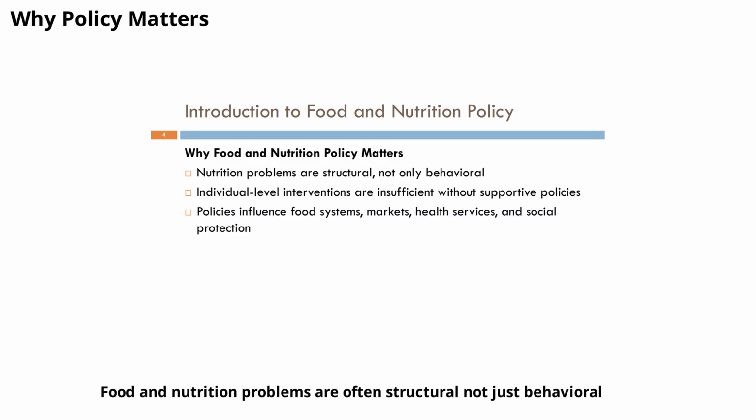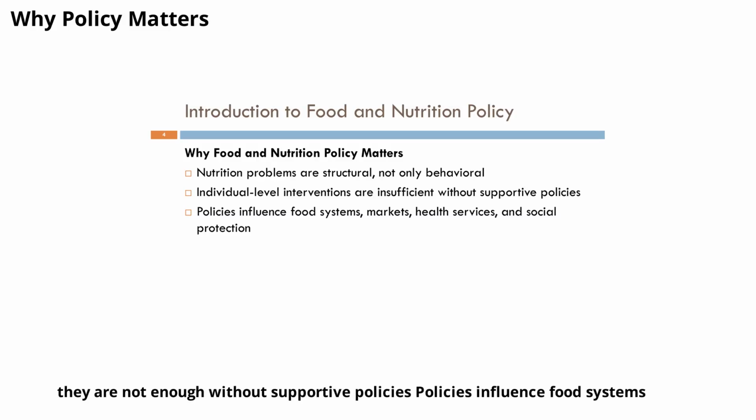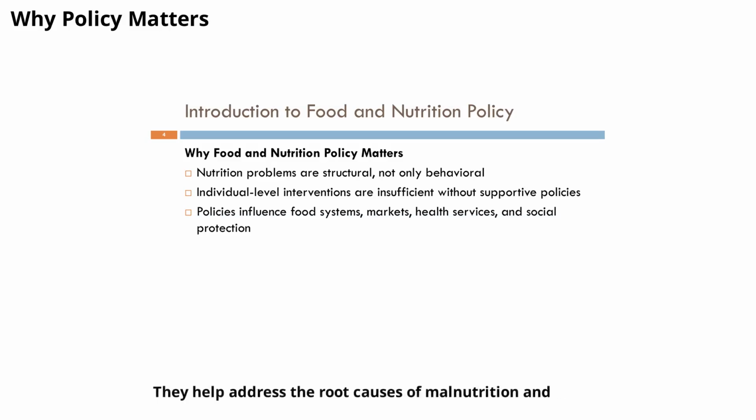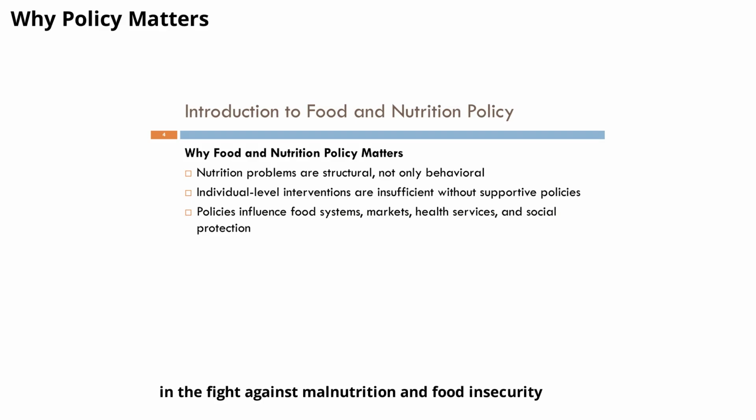Food and nutrition problems are often structural, not just behavioral. While individual-level interventions like education and supplementation are important, they are not enough without supportive policies. Policies influence food systems, markets, health services, and social protection mechanisms. They help address the root causes of malnutrition and ensure that interventions reach those who need them most. This is why policy matters so much in the fight against malnutrition and food insecurity.